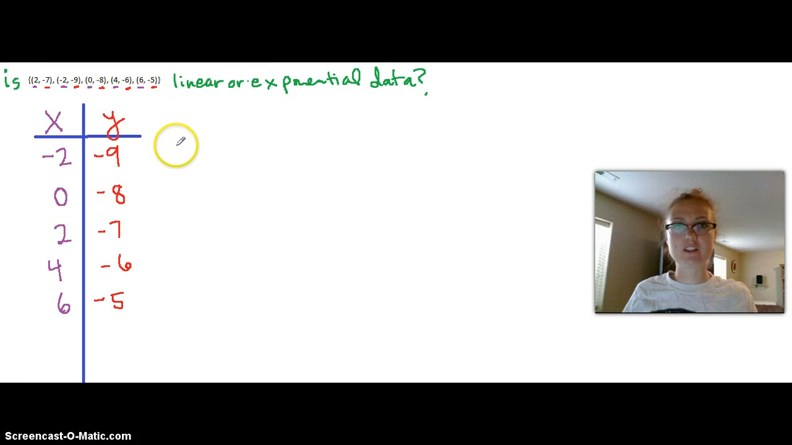Another way to do it is to look at them on a table like this. You can notice that I took all of these points here, (2, -7), you can find it here below, (-2, -9) is listed here, and all of these coordinates are. But you'll notice, what did I do with the x column here? I put them in a certain order. Do you see that? From smaller to bigger. And I did that intentionally so that we could see what the pattern is.